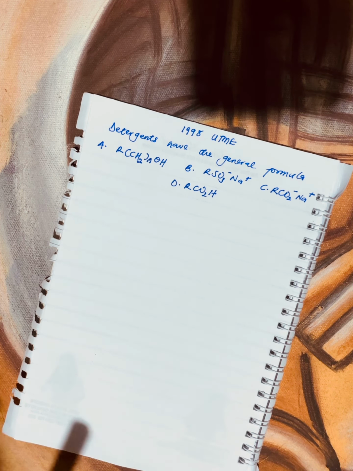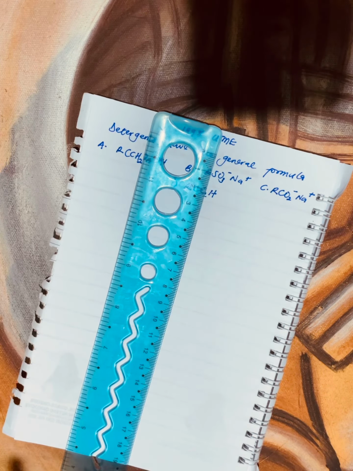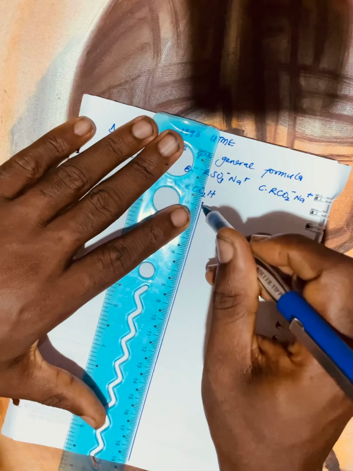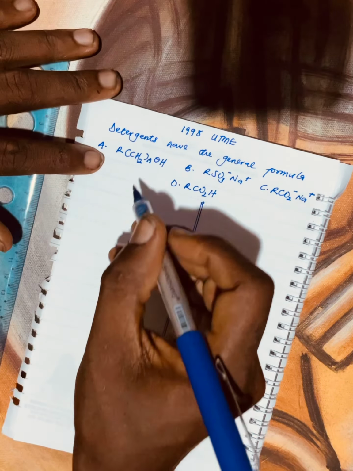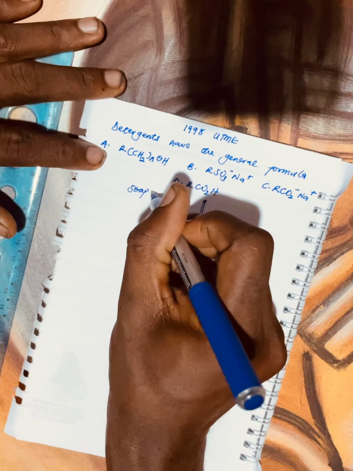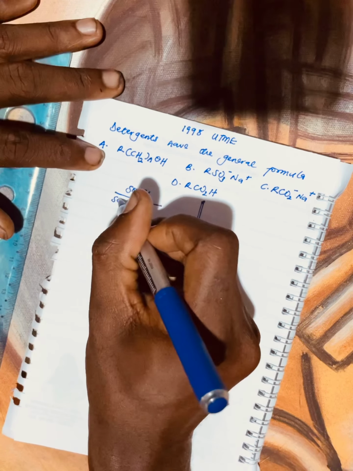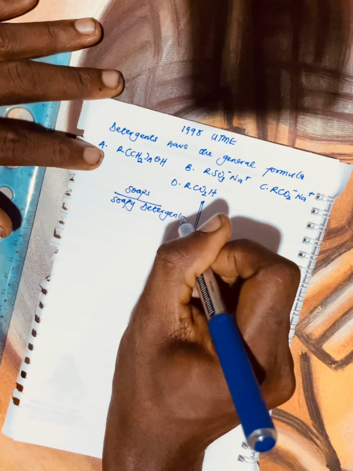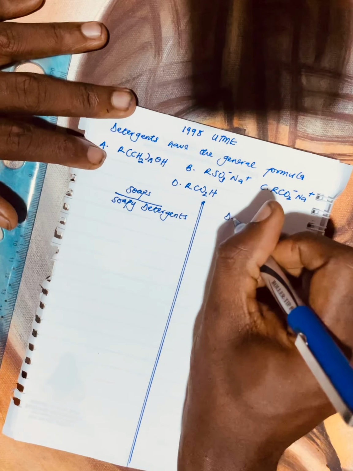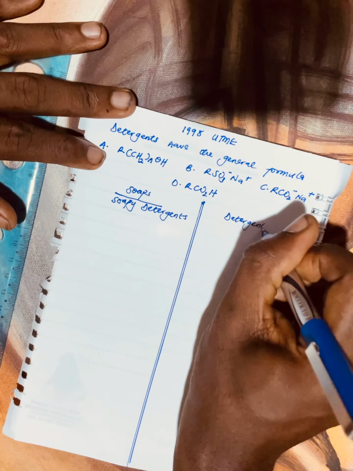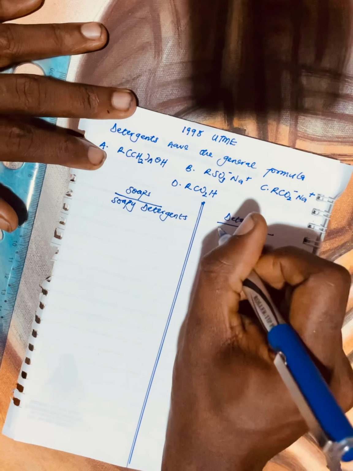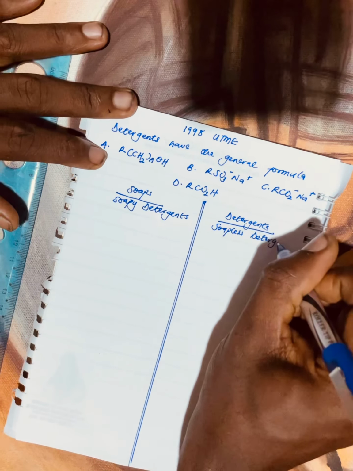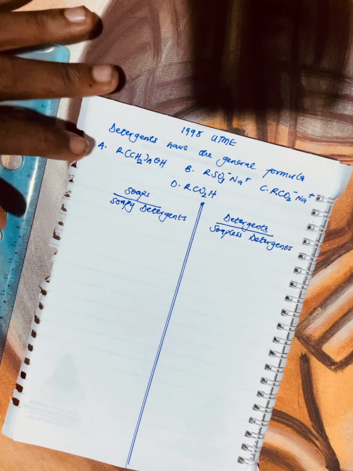So there's one thing we must know, that there is a basic difference between soaps and detergents. On this hand, we'll consider soaps, which are called soapy detergent. And right here, we'll consider detergents, which are called soapless detergent. So in the real technical sense, both soaps and detergents are all detergents.